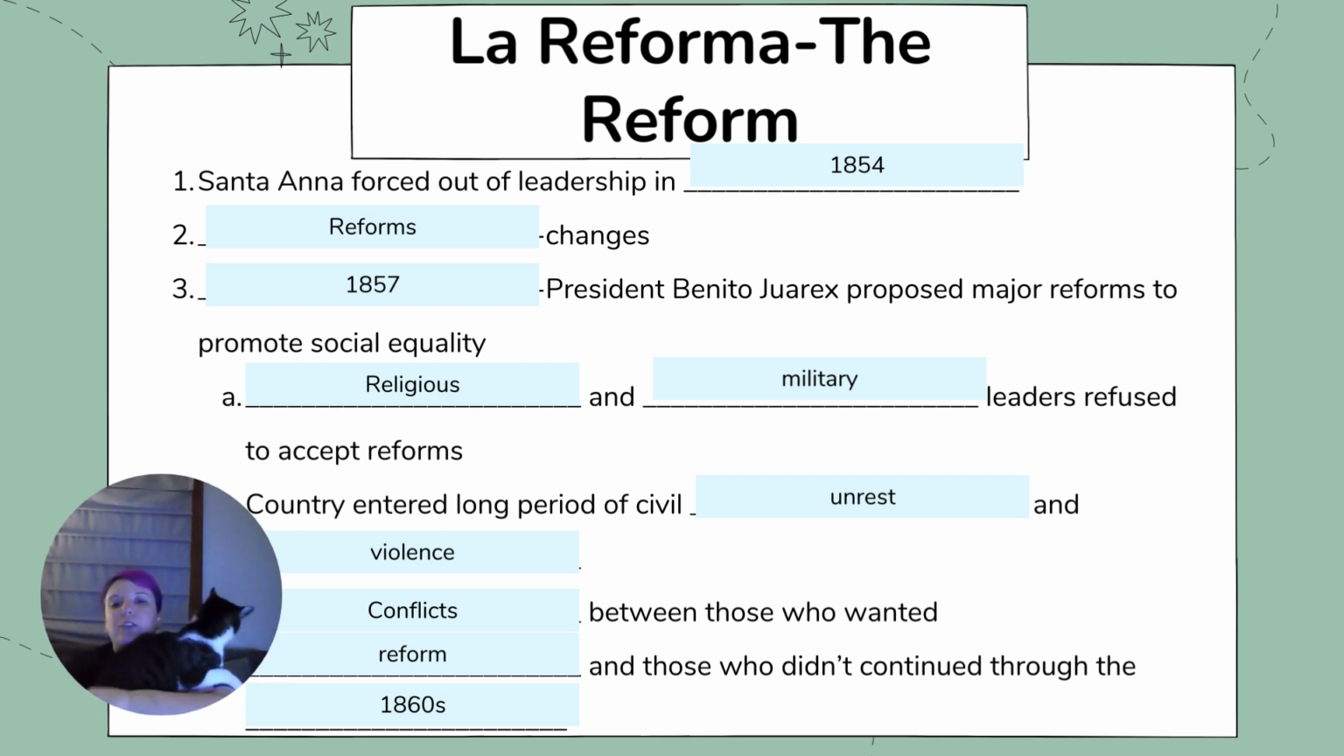Religious and military leaders refused to accept the reforms proposed by Benito Juarez, and the country entered a long period of civil unrest and violence.